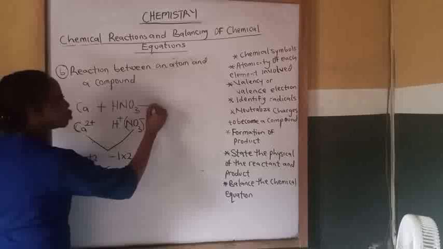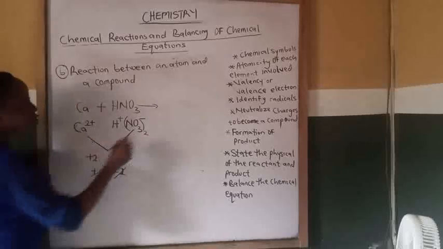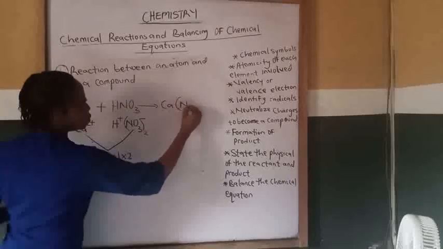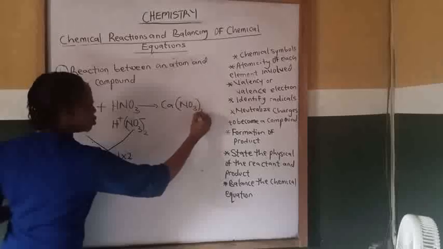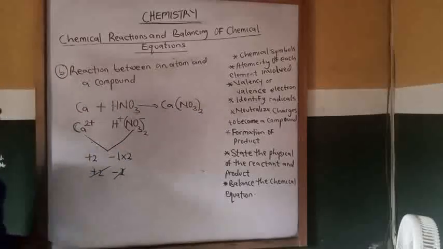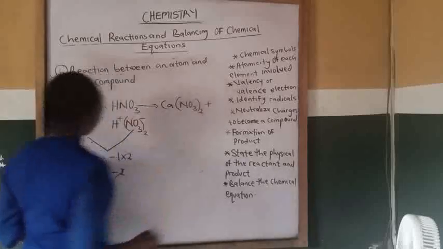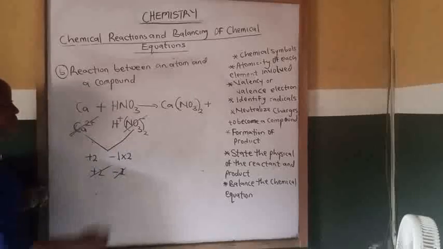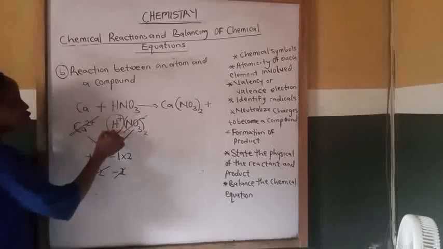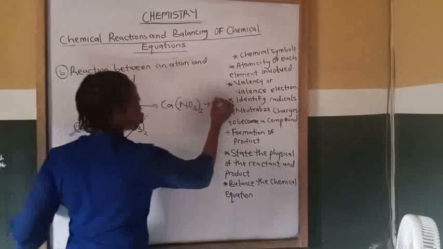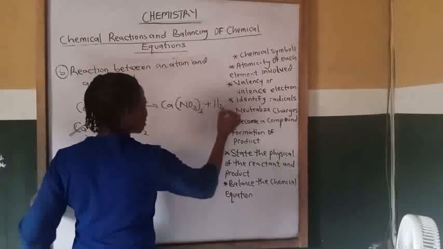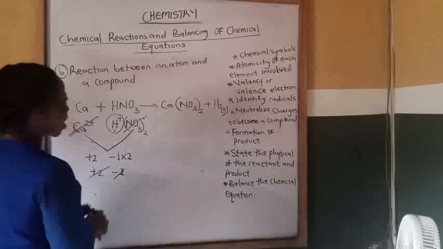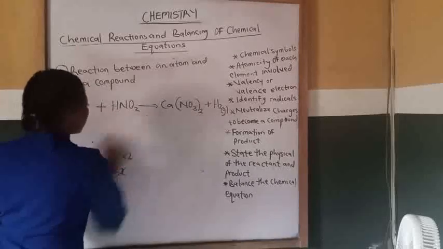So they will now combine together to give you one atom of calcium, that's Ca, then NO3 to the base 2. So we have used calcium, then we have used nitrate. We are left with hydrogen. Hydrogen is a diatomic gas, so it will react in the form of gas. So that is our product formed. Very easy. Now let's balance our equation.